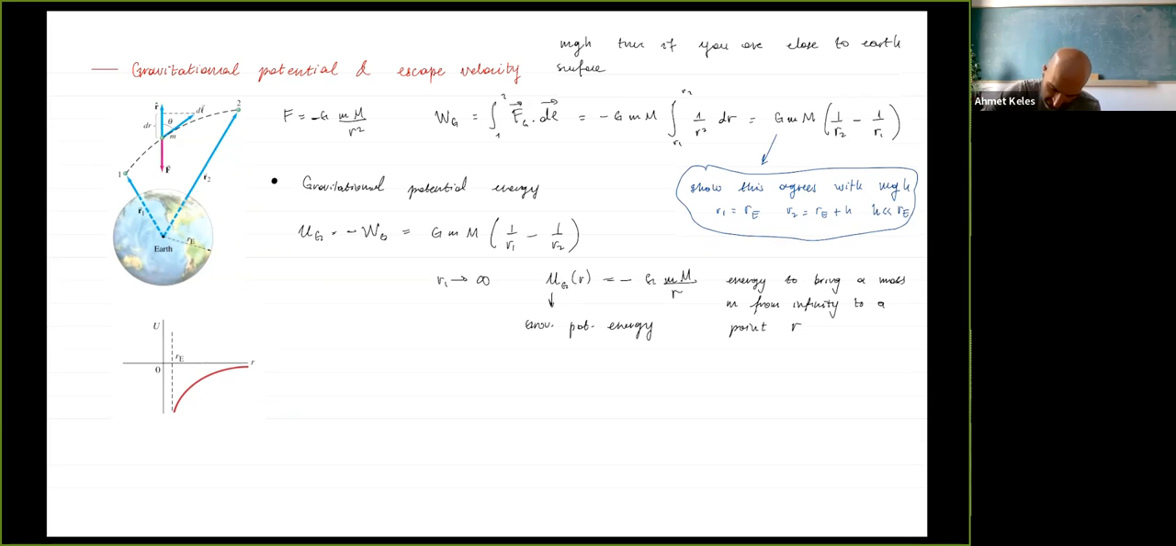And if you plot this function, it is something like that. It is always negative. And as you go to infinity, it goes to 0 because of 1 over r. And as you go to r equal to 0, if you go to Earth's core, for example, it diverges with 1 over r. I took r2, yes, you can take one or the other. This is the work done starting from 1 to 2, right? You bring a particle from 1 to 2, and that's how I defined it.